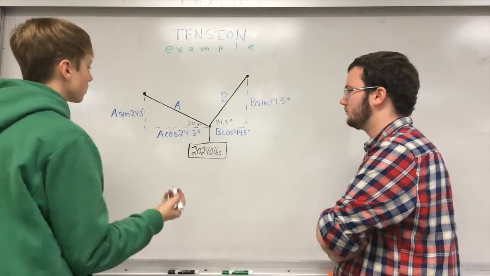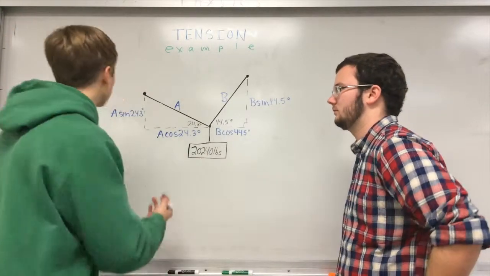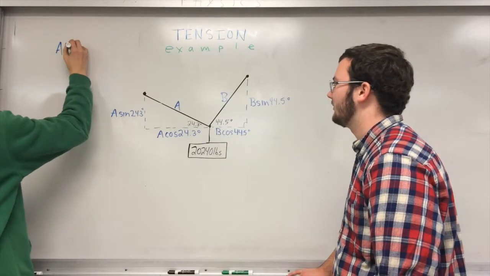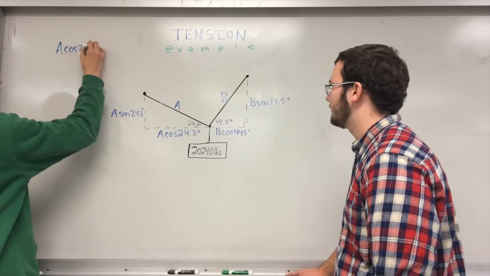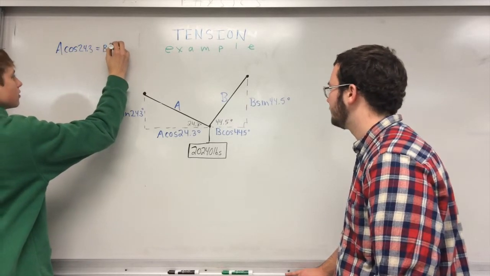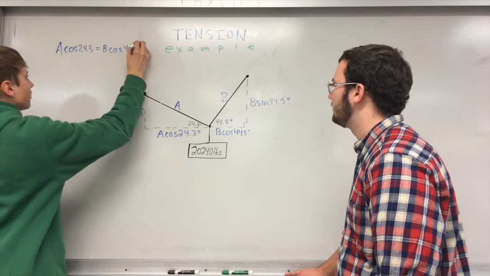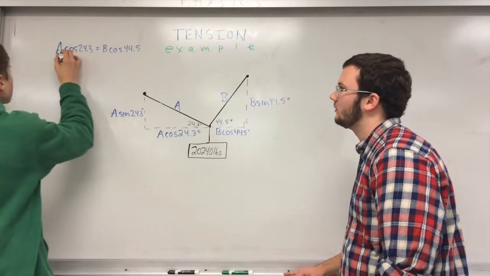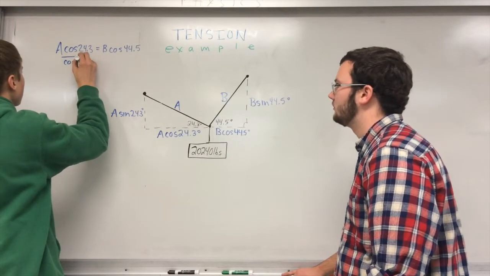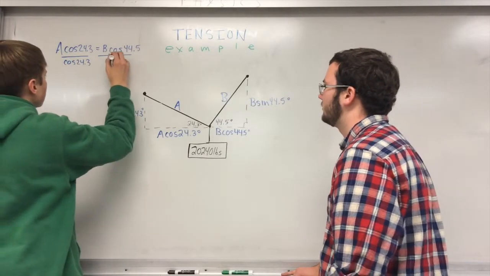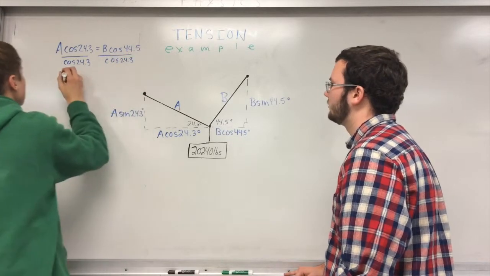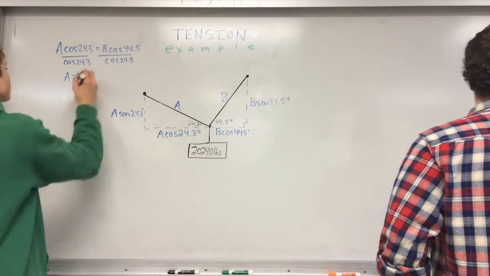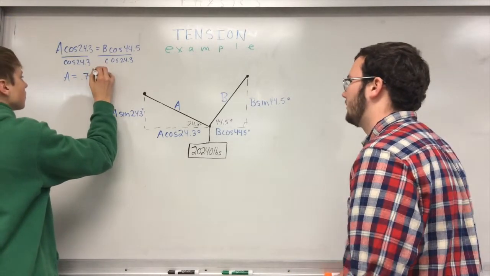Now, if we remember correctly, these two equaled each other, so we can set them equal to each other and use a system of equations. So we have a cos 24.3 equals b cos 44.5. If we're solving for just a in this case, we would divide by the cosine of 24.3. Then a, with some basic calculations, would equal 0.783b.